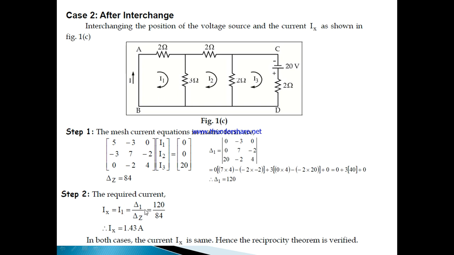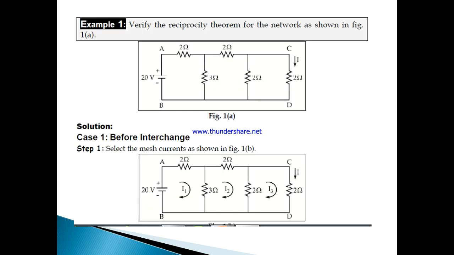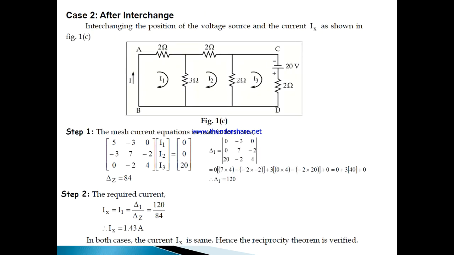The formula for I1 from Cramer's rule is delta 1 by delta Z. Delta Z and delta 1 we just solved here: 84 for delta Z, 120 for delta 1. After substituting, we will get I1 as 1.43. The source and response values, that is V by I, are again the same as we got before, 20 by 1.43 in case 2. Similarly, in case 1 also we got 20 by 1.43. Both are equal.